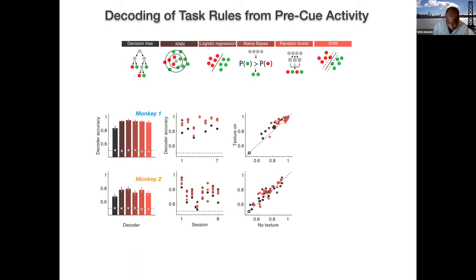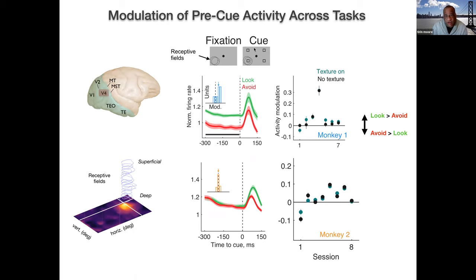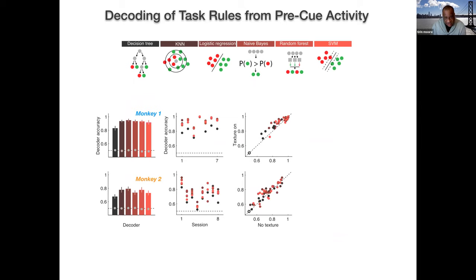This here, by the way, is not that important, but it just shows that the decoder performance didn't depend on whether or not we included a task irrelevant texture on the display, which was used to get the neurons to be more active. That wasn't really necessary, I won't go into detail on that.